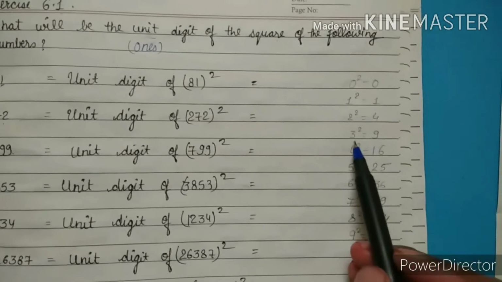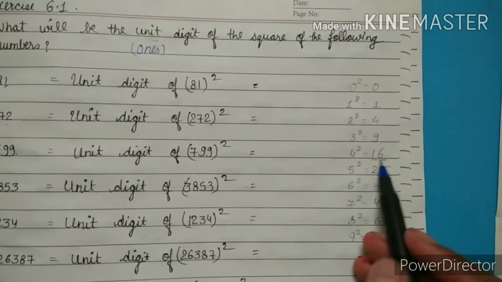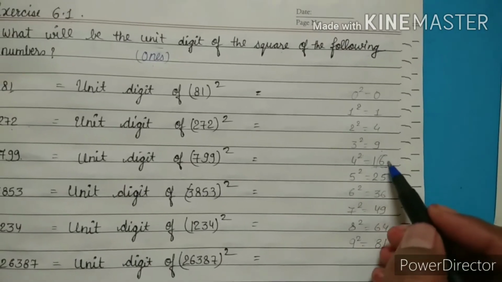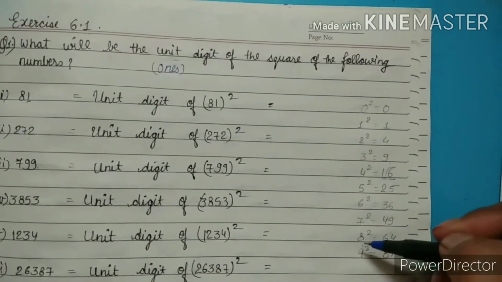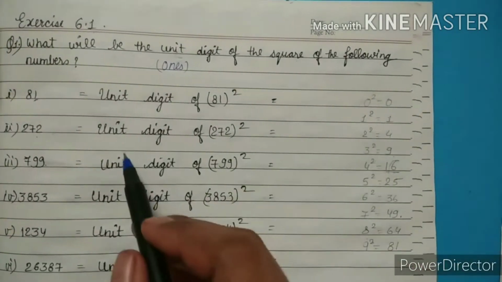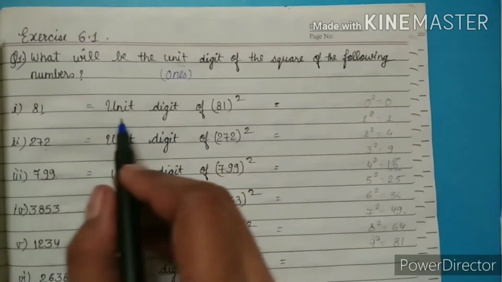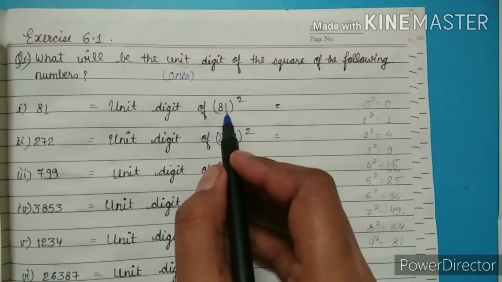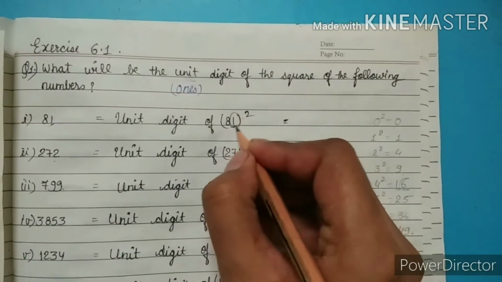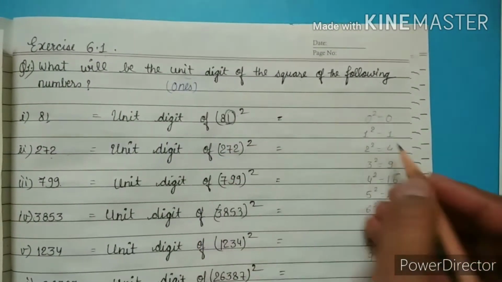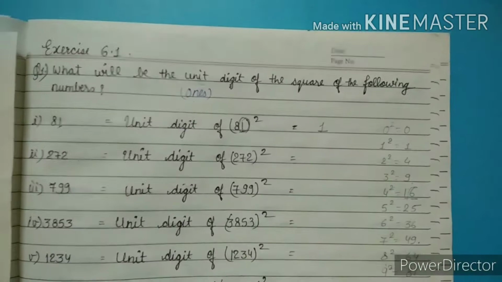As you can see, 3 square is 9, 4 square is 16, but the ones digit here is 6. So from this table, because they are the ones digit numbers, their squares give us the answer to what is asked in the question. Here, 81: the unit digit of 81 square. In 81, 1 is the unit digit. So 1 square is 1, and 1 is the unit digit. So its answer is 1.